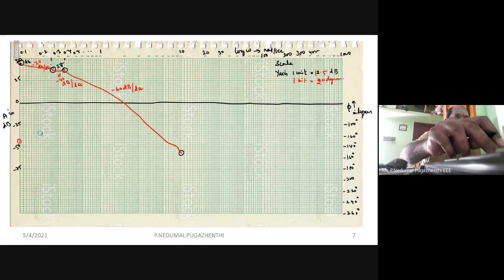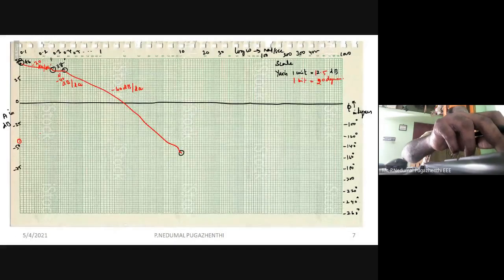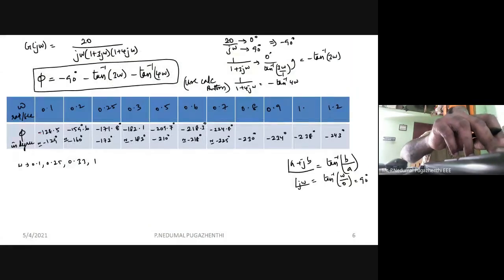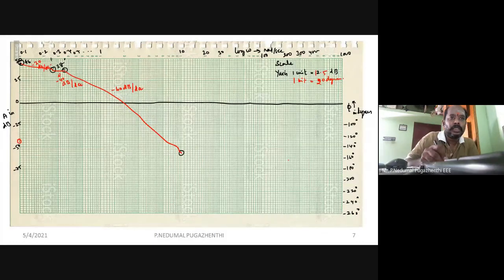Then for 0.2, it is minus 160. From 0.2 it is 160 here. So 0.2 is available here. It is minus 140. 160 is here.